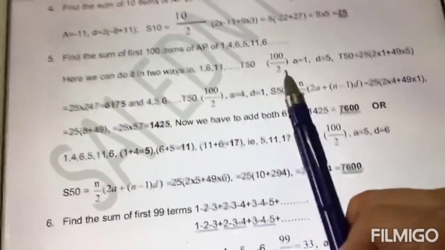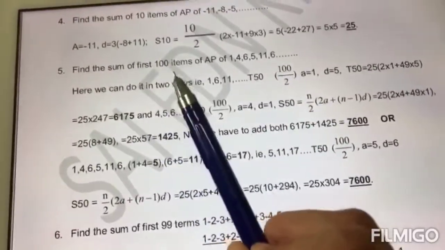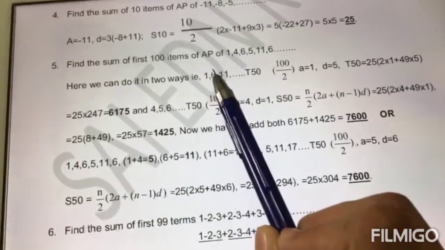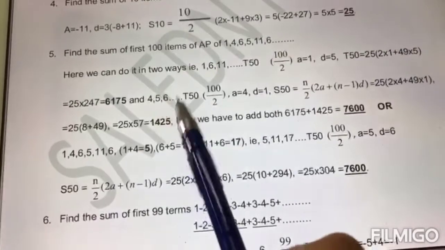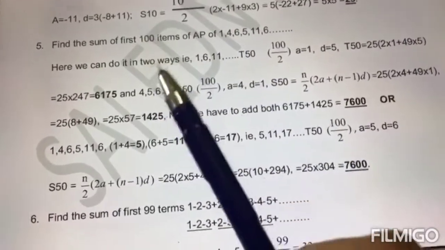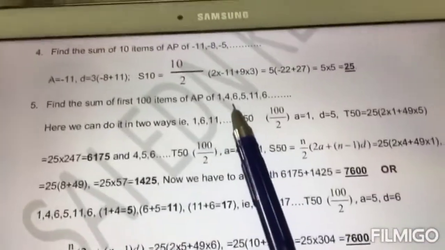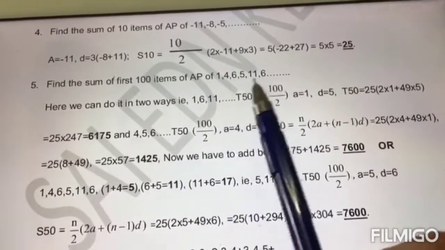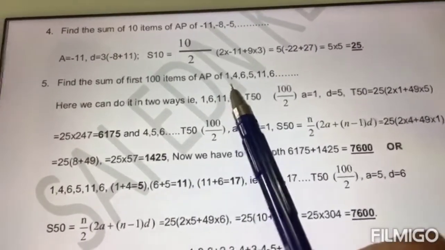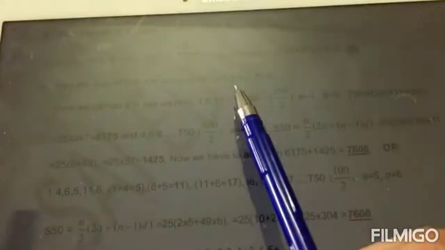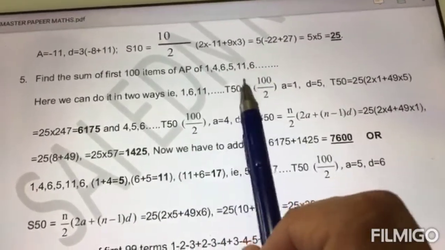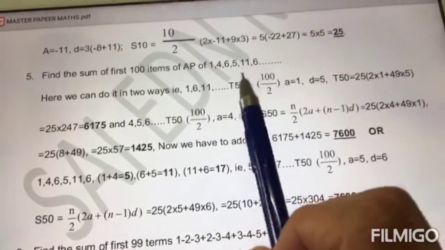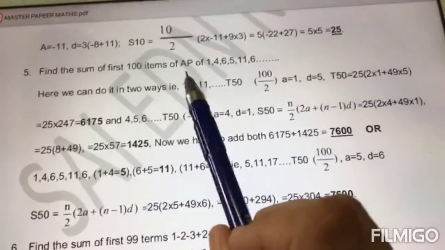Number 5, an important question. Find the sum of the first 100 terms of the AP, arithmetic progression, of 1, 4, 6, 5, 11, 6. So n is equal to 100. Now let us see, there is some problem here. Look at the AP given. The difference between 4 and 1 is 3, but the difference between 6 and 4 is 2. The difference between 5 and 6 is minus 1, right? 5 minus 6 is minus 1. The difference between 11 and 5 is 6. So this does not seem to be an arithmetic progression, but the question says it is.